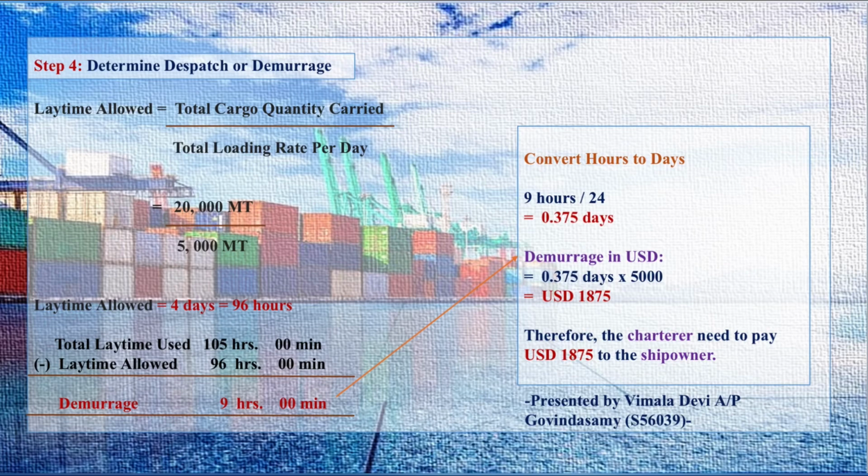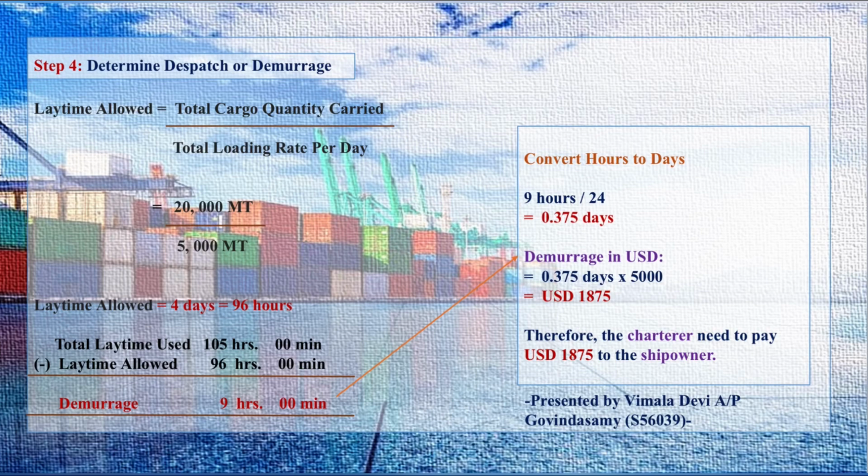So today I'm going to explain how to determine demurrage or dispatch in late time calculation. So first of all, we need to calculate late time allotted. The first formula is total cargo quantity carried divided by total loading rate per day. So from this case study, we get 20,000 metric ton divided by 5,000 rate per day. So we get 4 days as the late time allotted. When converted to hours, we get 96 hours.